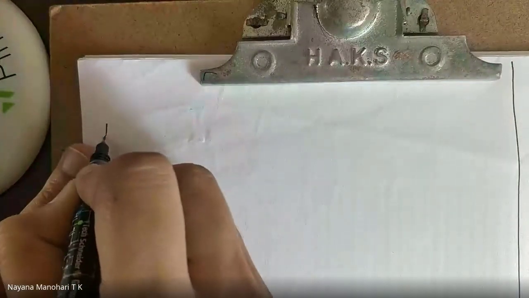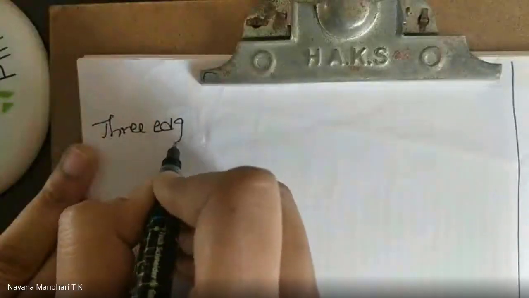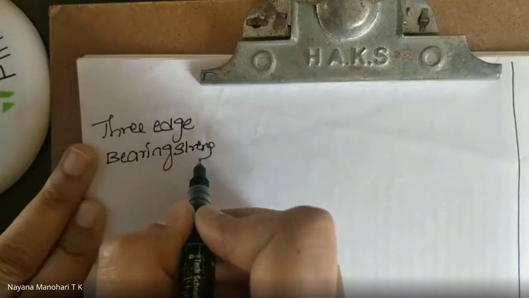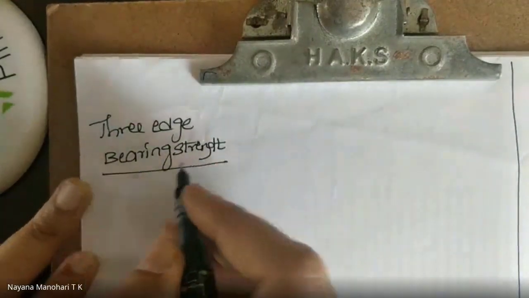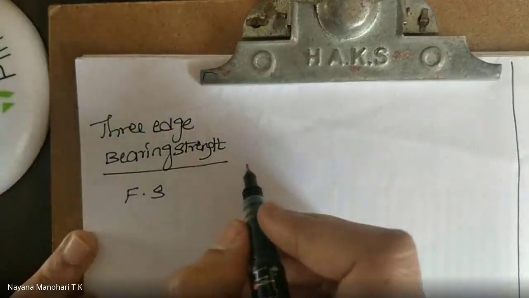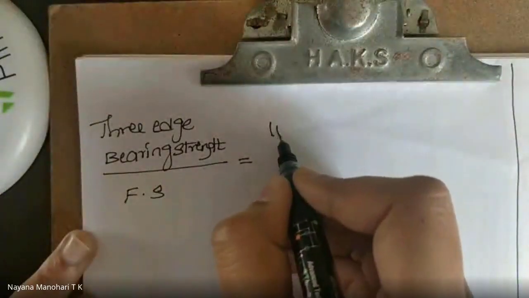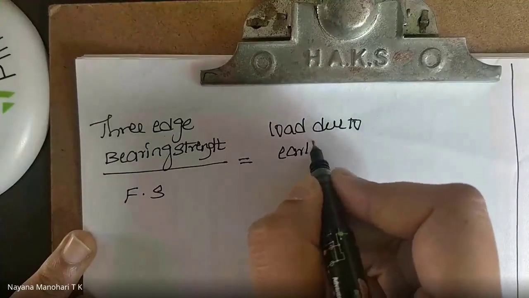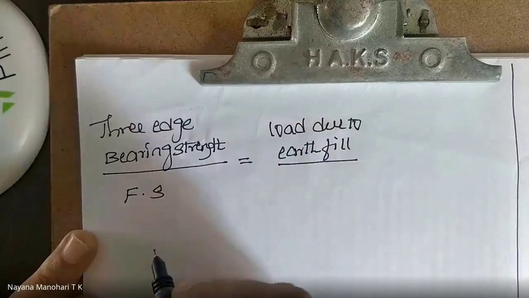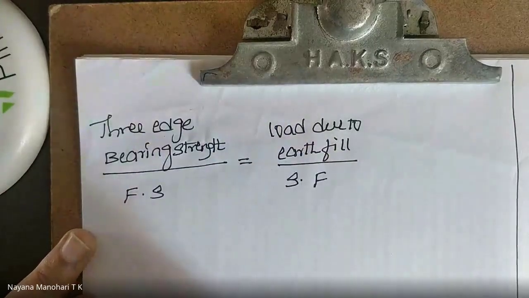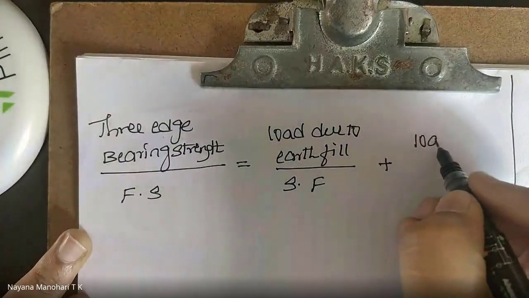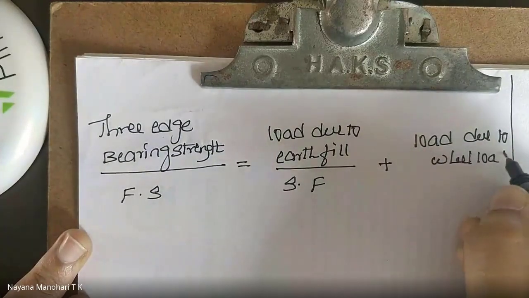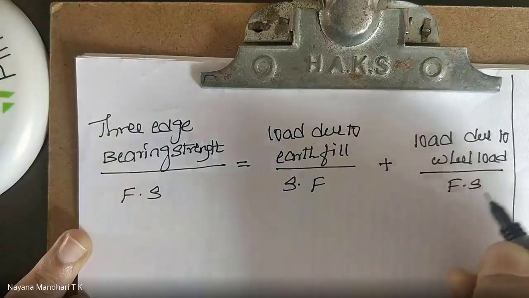Next equation you are knowing: 3 edge bearing strength divided by factor of safety will be equal to load due to earth fill divided by strength factor, I will write it as SF, plus load due to wheel load divided by factor of safety.